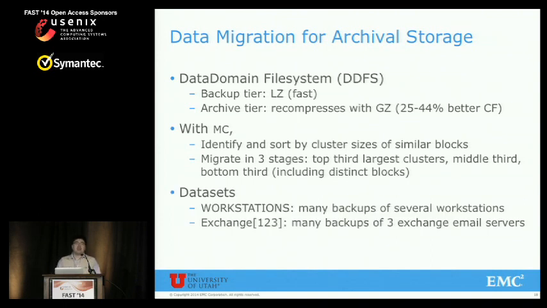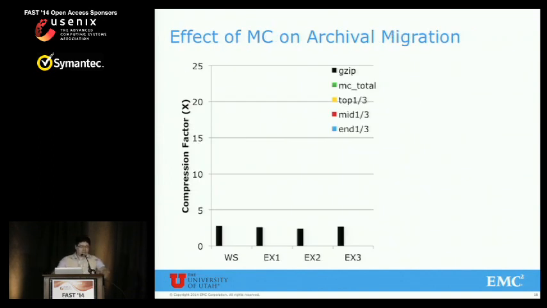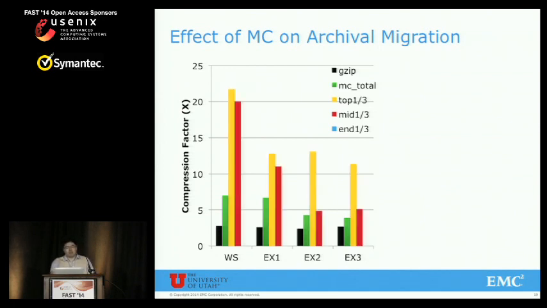And we use four data sets. One of them is workstations, which contains many backups of several workstations. And we also use three other Exchange email backups. The black bar here shows the baseline compression factor we get from gzip. And the green bar shows the compression factors we get when we add migratory compression to the baseline. We can see the improvements are quite significant. And the yellow and the red bars show the compression factors for the top and the middle third. And the blue bar shows the compression factor for the bottom third.